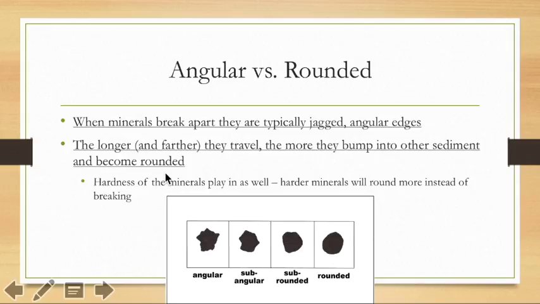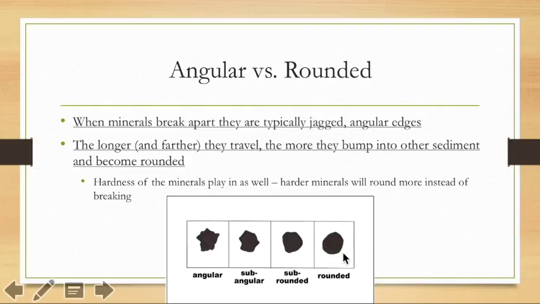If we think about angular versus rounded, usually when these minerals break apart, if you think about fracturing, a lot of these minerals are going to fracture. They're going to be typically jagged shapes, very angular edges, like you see here on the left. But then the more they travel, the more they bump into each other, it's going to start to wear them down over time, and it's going to make them go from angular to a little less angular to even less angular to the point where they get rounded.